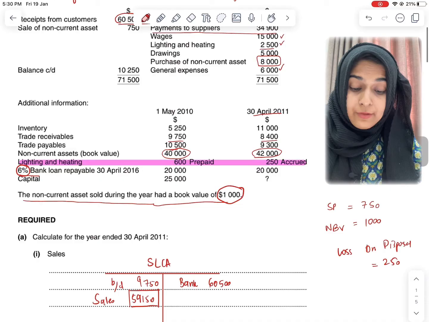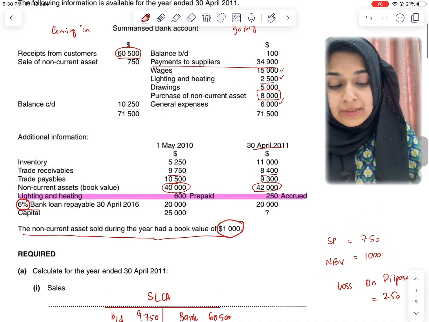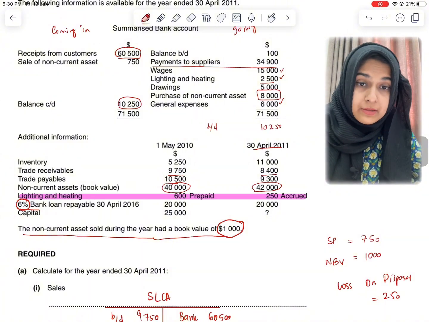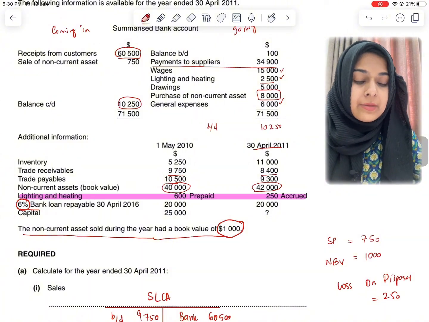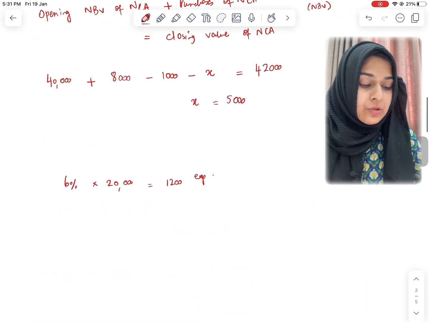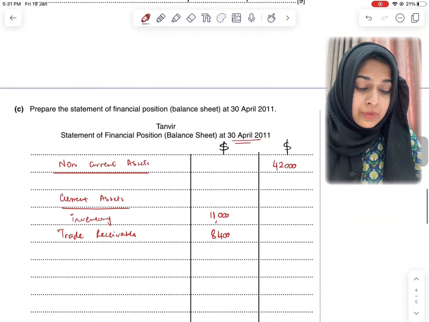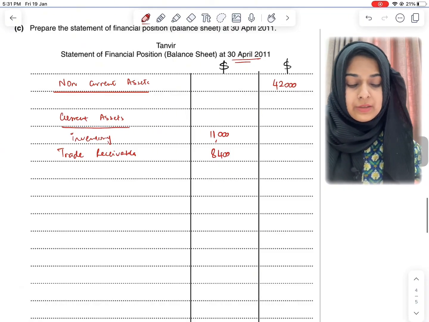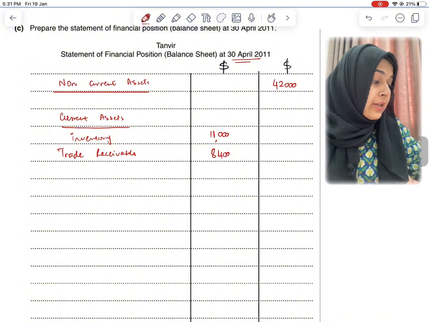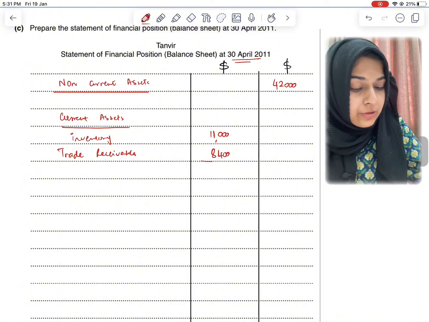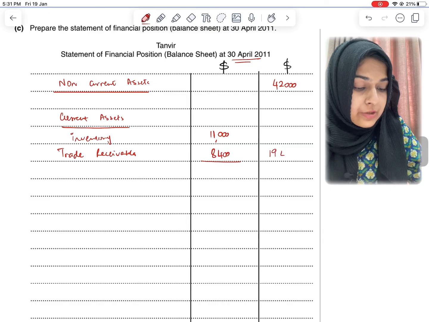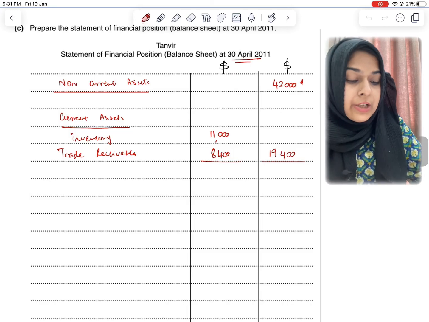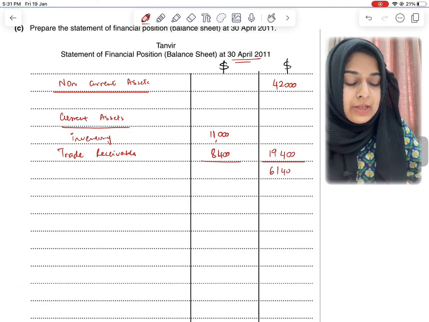And the bank value is also an overdraft. If you see here, balance carried down is coming here, balance brought down will come here, 10,250, which means it's a negative balance on the bank account, and it's a current liability. It's a bank overdraft, 10,250. So that will go in the current liabilities section. But we just have inventory and trade receivables here. We don't have other receivables, we don't have cash, we don't have bank. So you just add these two and you get 19,400. When you add 19,400 and 42,000, you get 61,400, which is the total assets that you have.